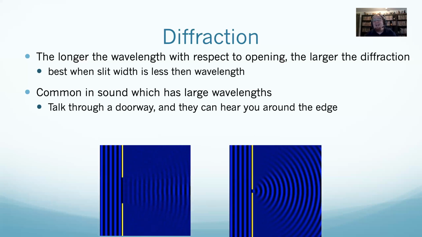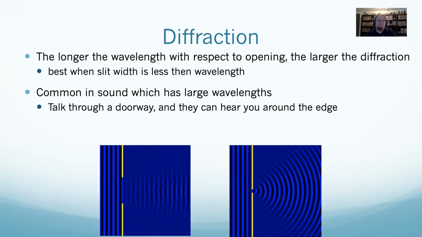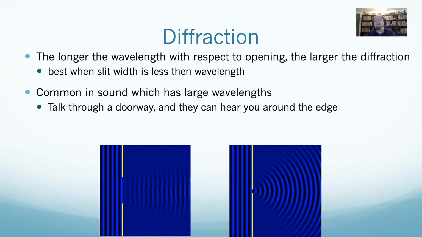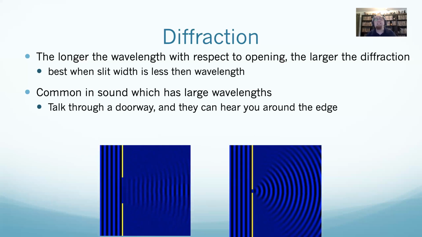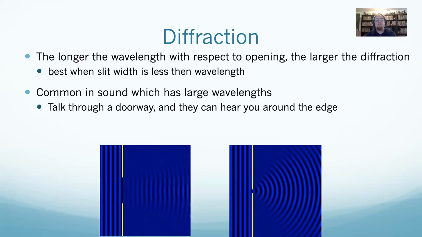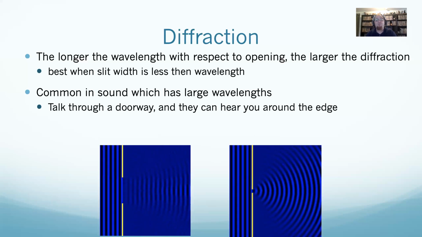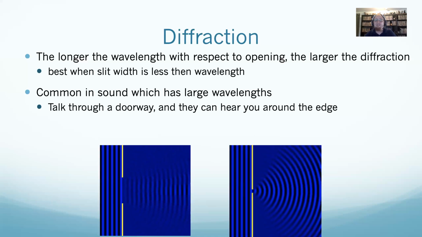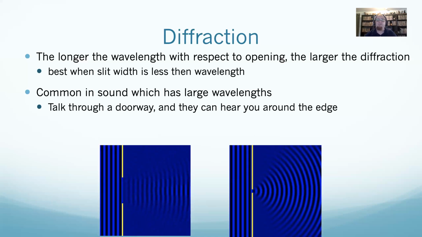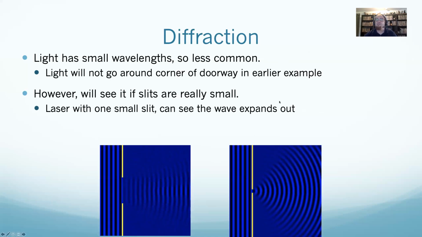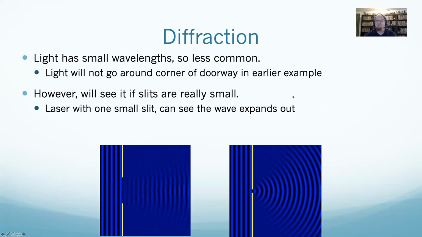But light has very small wavelength. Like red light is 600 nanometers. We're talking about nanometer scale. And because light has such small wavelength, in order to see diffraction of light, you need a slit that's smaller than the wavelength. So you need a slit that's on the order of 100 nanometers or less to see diffraction of light. For this reason, diffraction is not that common with light, unless you make a very, very small slit.